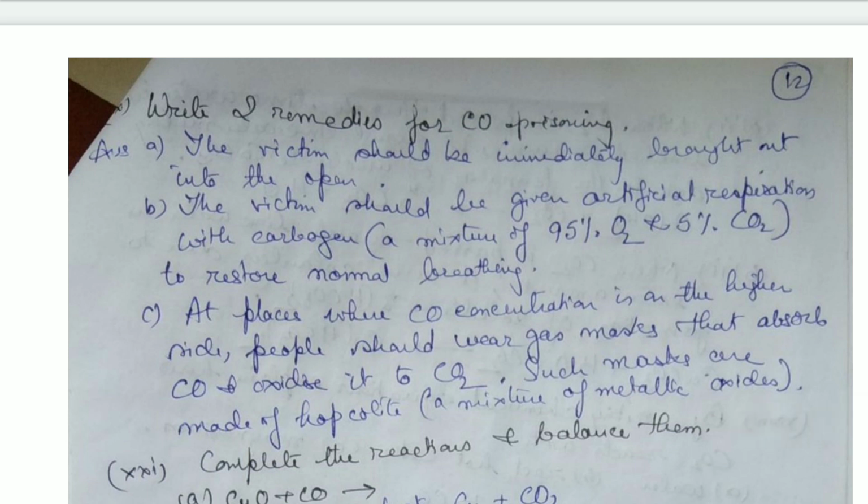Right, two remedies for carbon monoxide poisoning. First, when a person gets carbon monoxide poisoning, the victim should be immediately brought out into the open where there is an excess supply of air. Then the victim should be given artificial respiration with carbogen. What is carbogen? It's a mixture of 95% oxygen and 5% carbon dioxide. That mixture should be given to the victim so that he can restore normal breathing.